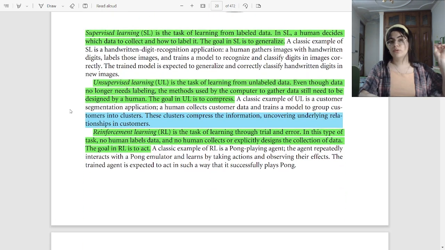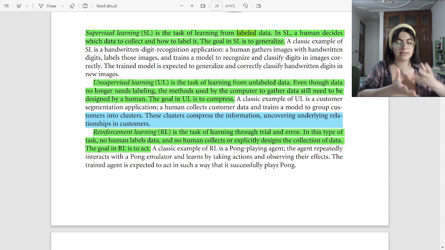Okay, so to have a description of each of these branches, we have supervised learning, or SL, which is the task of learning from labeled data. So we pay attention to the word label here. Supervised learning is the task of learning from labeled data, and in supervised learning, a human decides which data to collect and how to label it. The goal of supervised learning is to generalize.